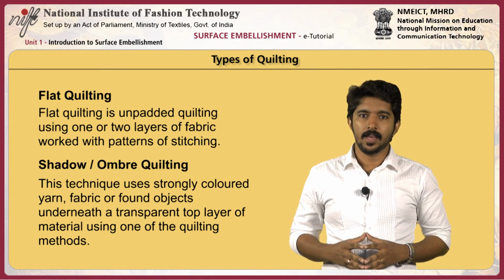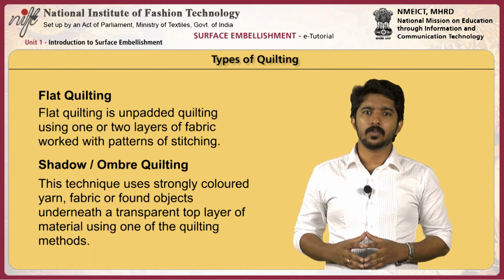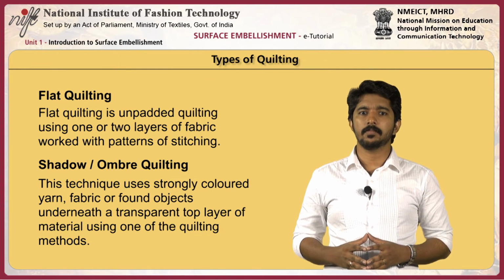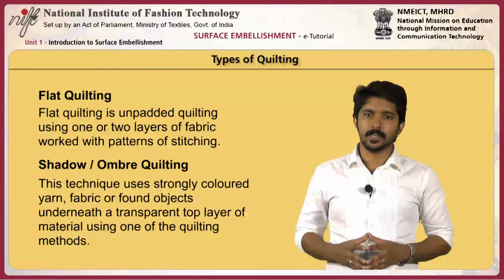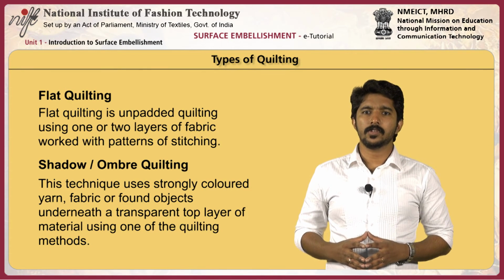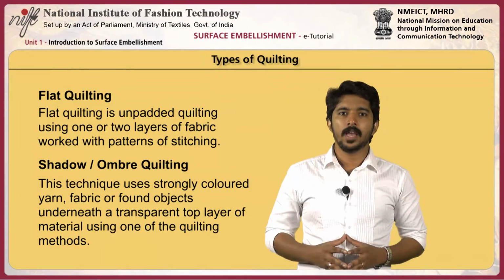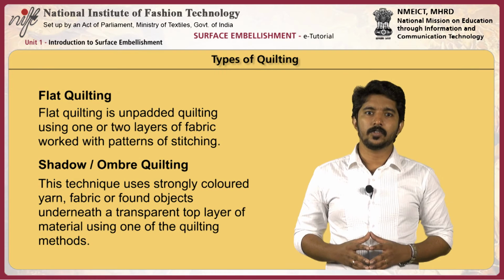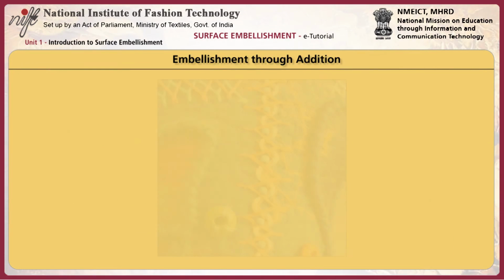Flat quilting. In this method, it is unpadded quilting using one or two layers of fabric worked with a pattern of stitching. The shadow or ombre technique. This technique uses strongly colored yarn, fabric or found objects underneath a transparent top layer of material using one of the quilting methods.